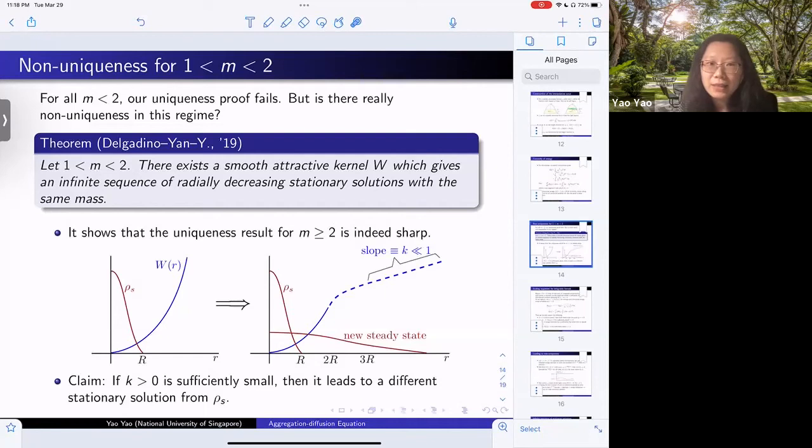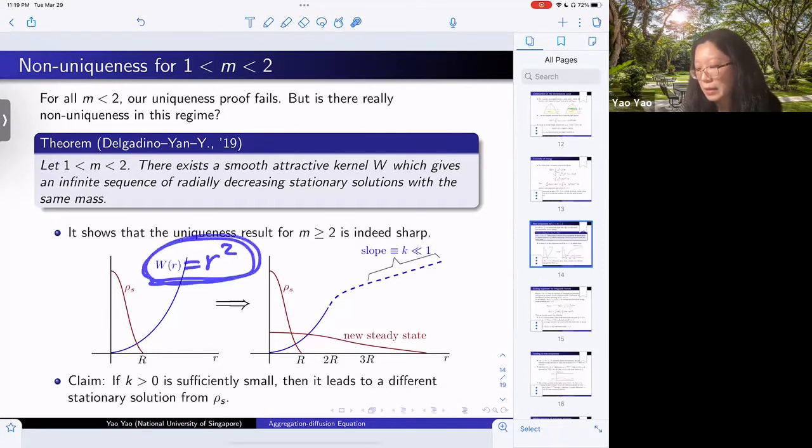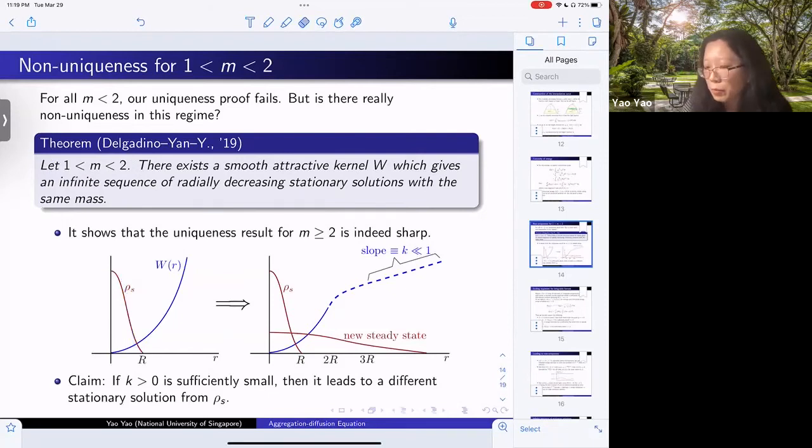Okay, so now for the rest of the time, let me just briefly describe this non-uniqueness proof. The idea is as follows. Let me fix any m between 1 and 2, and start with any radially increasing potential W that is known to have a steady state to begin with. So let's say I begin with this innocent square potential, and I know that I have a steady state. The magical thing about m between 1 and 2 is that the steady states are all known to be compactly supported. At least this is the case if W has certain growth at infinity.